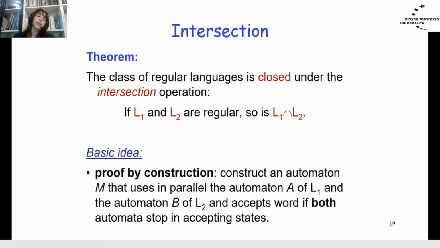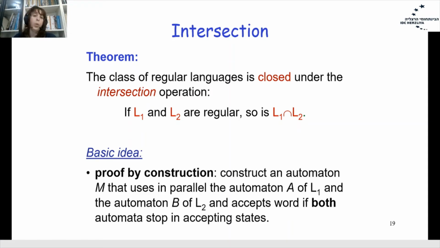Okay, the next operation is intersection. Basically, the claim is that the set of regular languages is closed under the intersection operation. What is the meaning of closure? If we have L1 and L2, two regular languages, then L1 intersection L2 is also a regular language. Once again, how will we do it? What do we want to do?